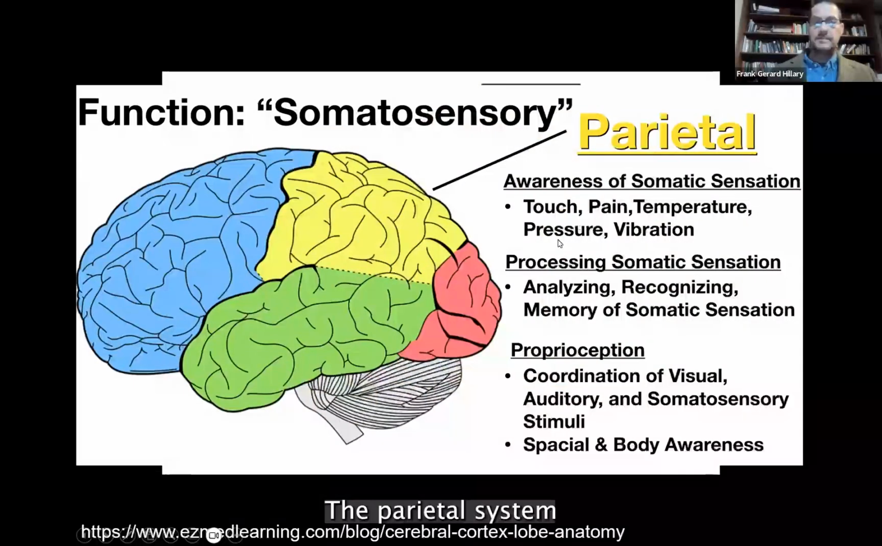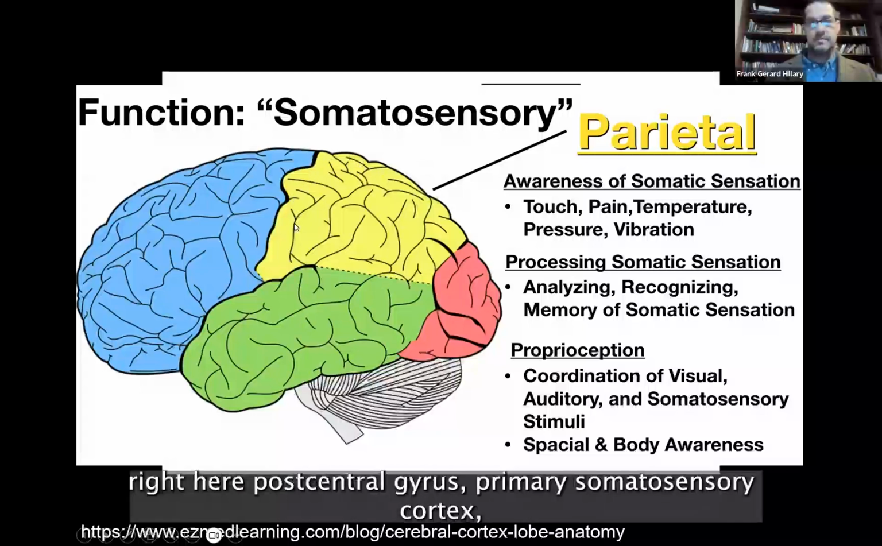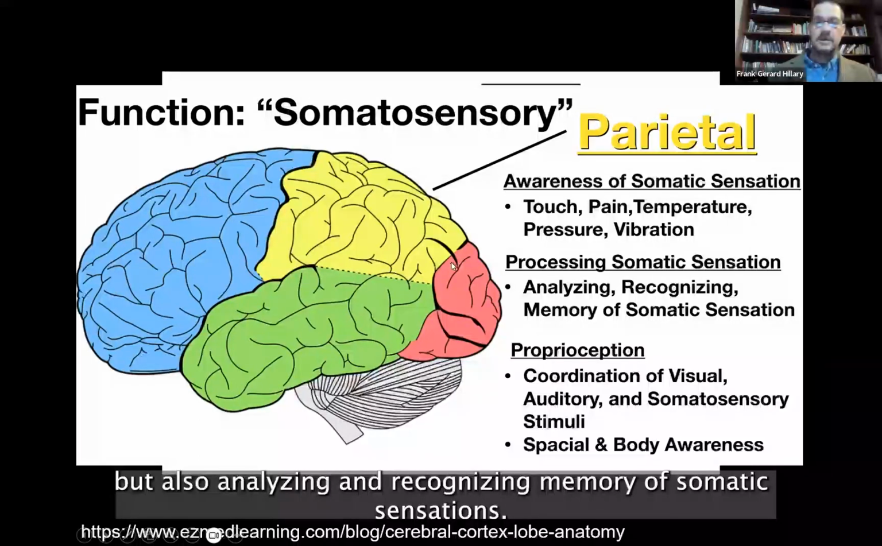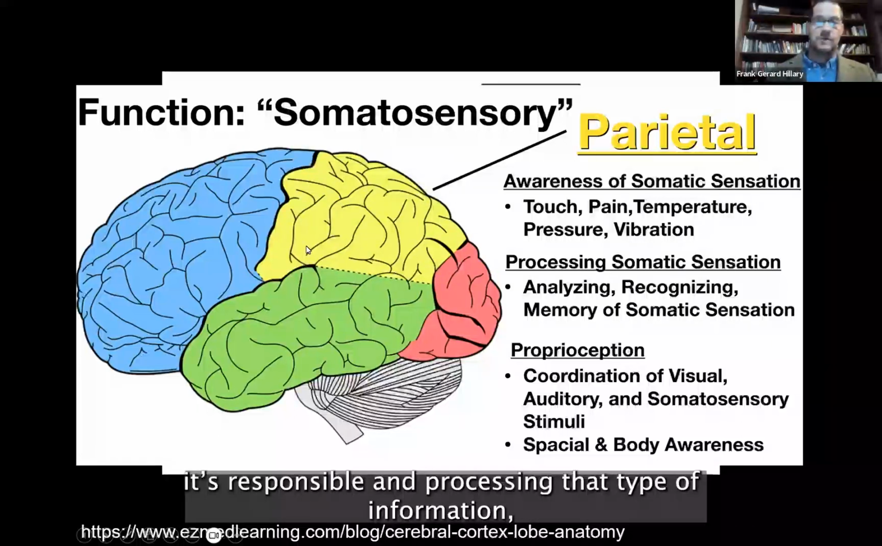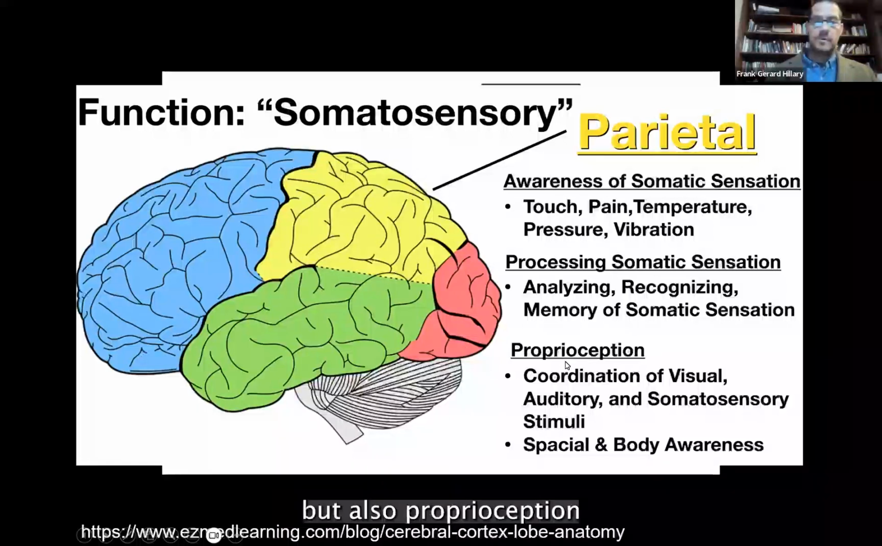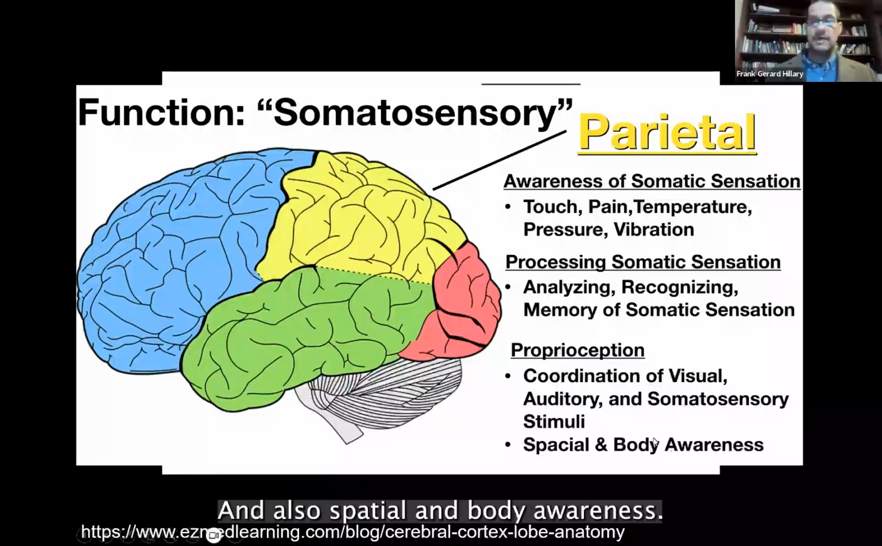The parietal system is involved in awareness of somatosensory information, and that's right here, the postcentral gyrus, primary somatosensory cortex, but also analyzing and recognizing memory of somatic sensation. So memories for these sorts of stimuli are also formed. It's responsible for processing that type of information, but also proprioception, or the ability to understand where your body is in space, and also spatial and body awareness. So understanding where things are around you in space and attending to them.